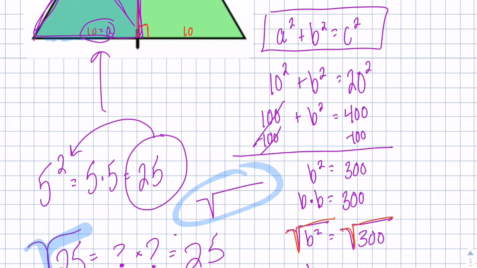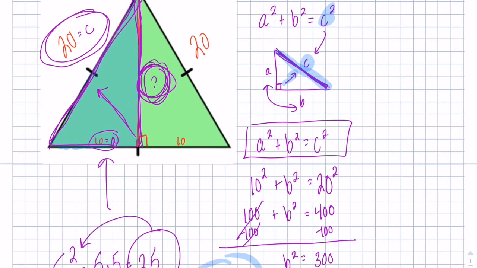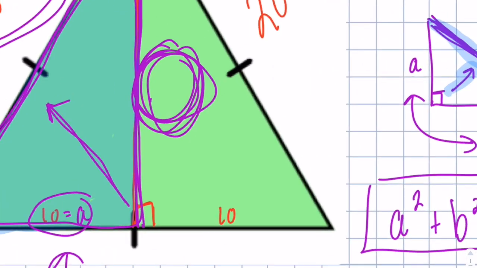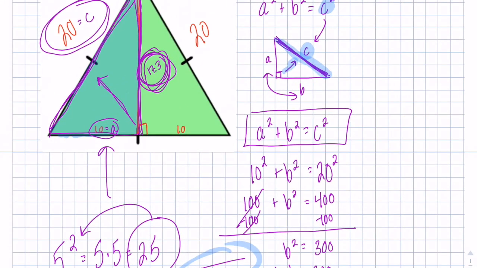The square root of 300, just put that in your calculator. So you're looking for what number times what number gives you 300. I just popped that in my calculator. I got about 17.3. That tells us that the height of my triangle here is 17.3. Now guess what? I still haven't found the area. That's what makes this a little bit more difficult, ladies and gentlemen.